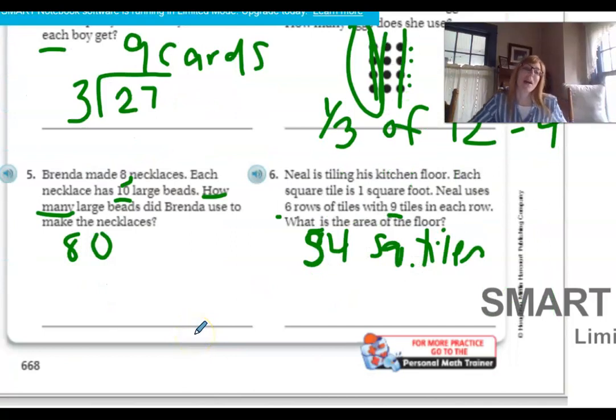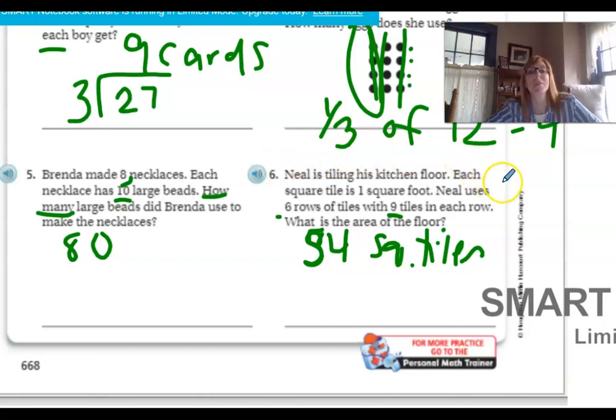All right, Brenda made 8 necklaces. So she's got 1, 2, 3, 4, 5, 6, 7, 8 necklaces. On each necklace, there's 10 beads, okay? So how many large beads does she use? She uses 80.